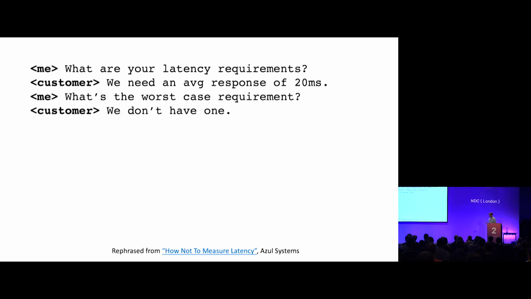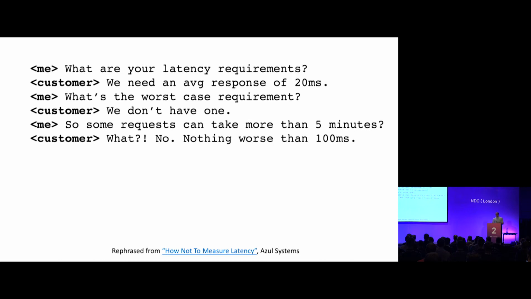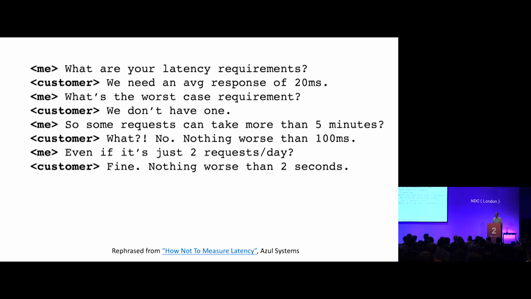So I ask, what's the worst case requirement, and what is the reason that's your worst case requirement? The customer says, we don't have a worst case requirement, we just want it to be 20 milliseconds. Okay, so some requests can be more than 5 minutes. You can still have an average of 20 milliseconds, but you can have some requests take more than 5 minutes. Well, of course not. The worst case is really 100 milliseconds. That's something we can't, in no conditions, go over. Even if it's just 2 requests per day, right?